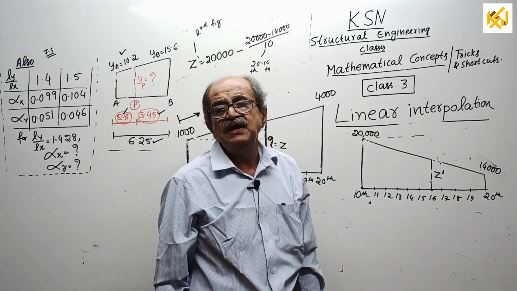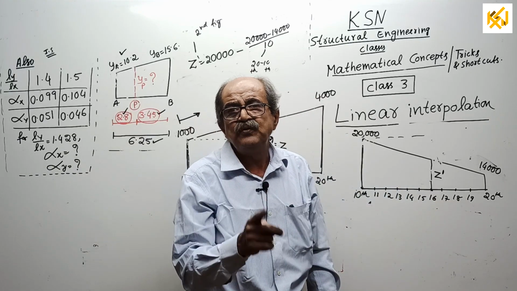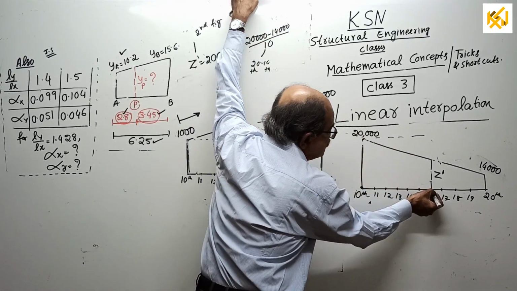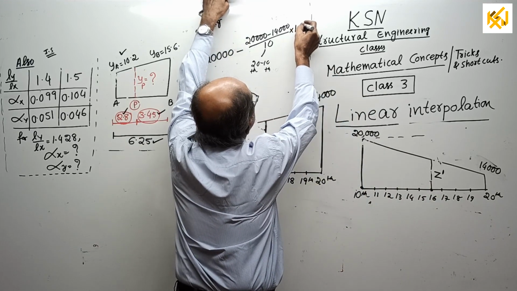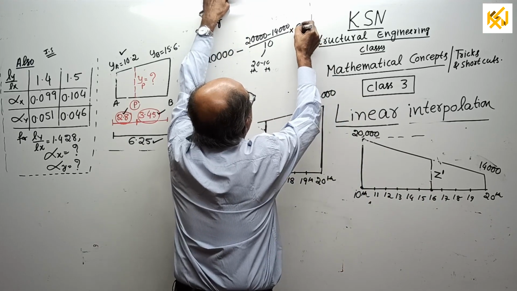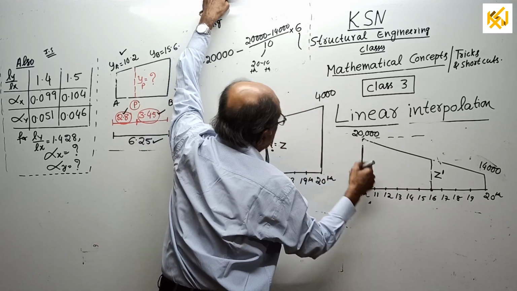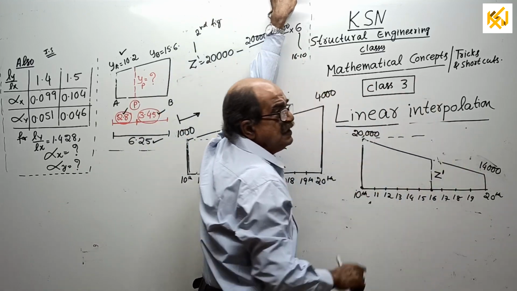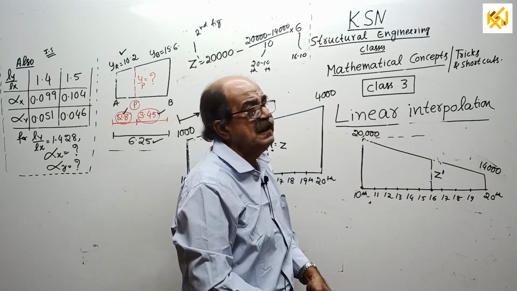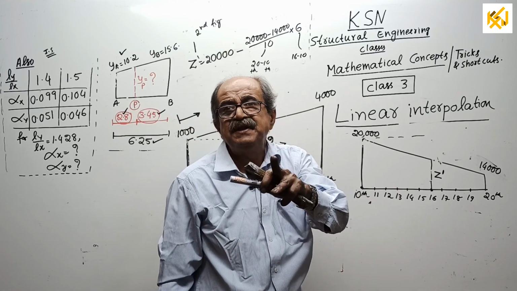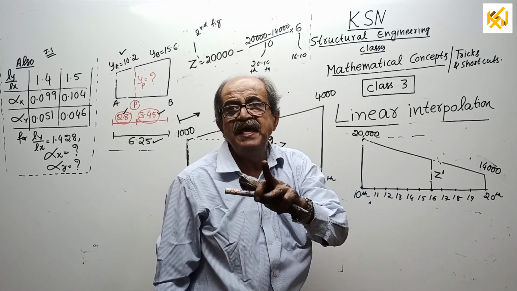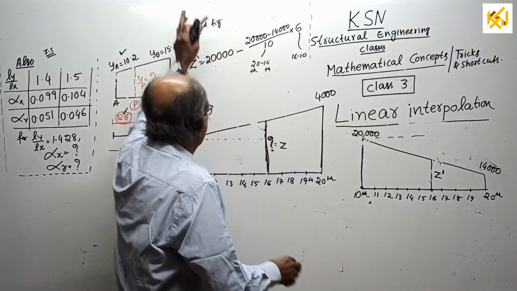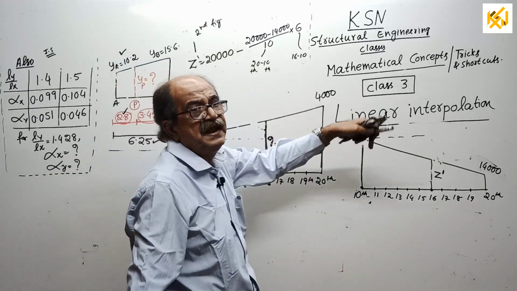When you divide by 10, you get the drop for 1 day. But we want the drop from 10 to 16, so multiply by 6. How 6? Because 16 minus 10. So 20,000 minus 14,000 is the total drop. Divide by 10 gives the drop per unit length, that is per 1 day, which is nothing but the rate of drop. Earlier it was a rate of increase, now it is a rate of decrease.